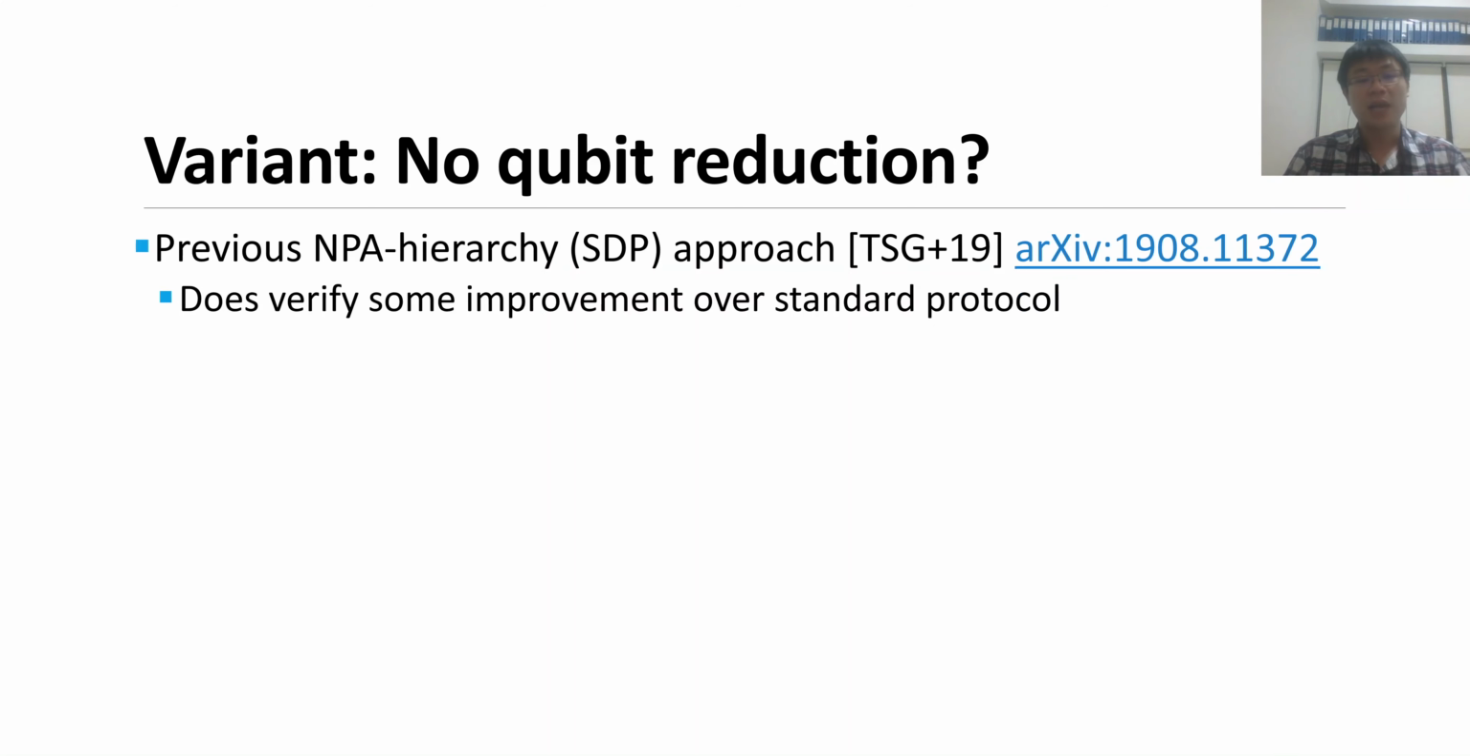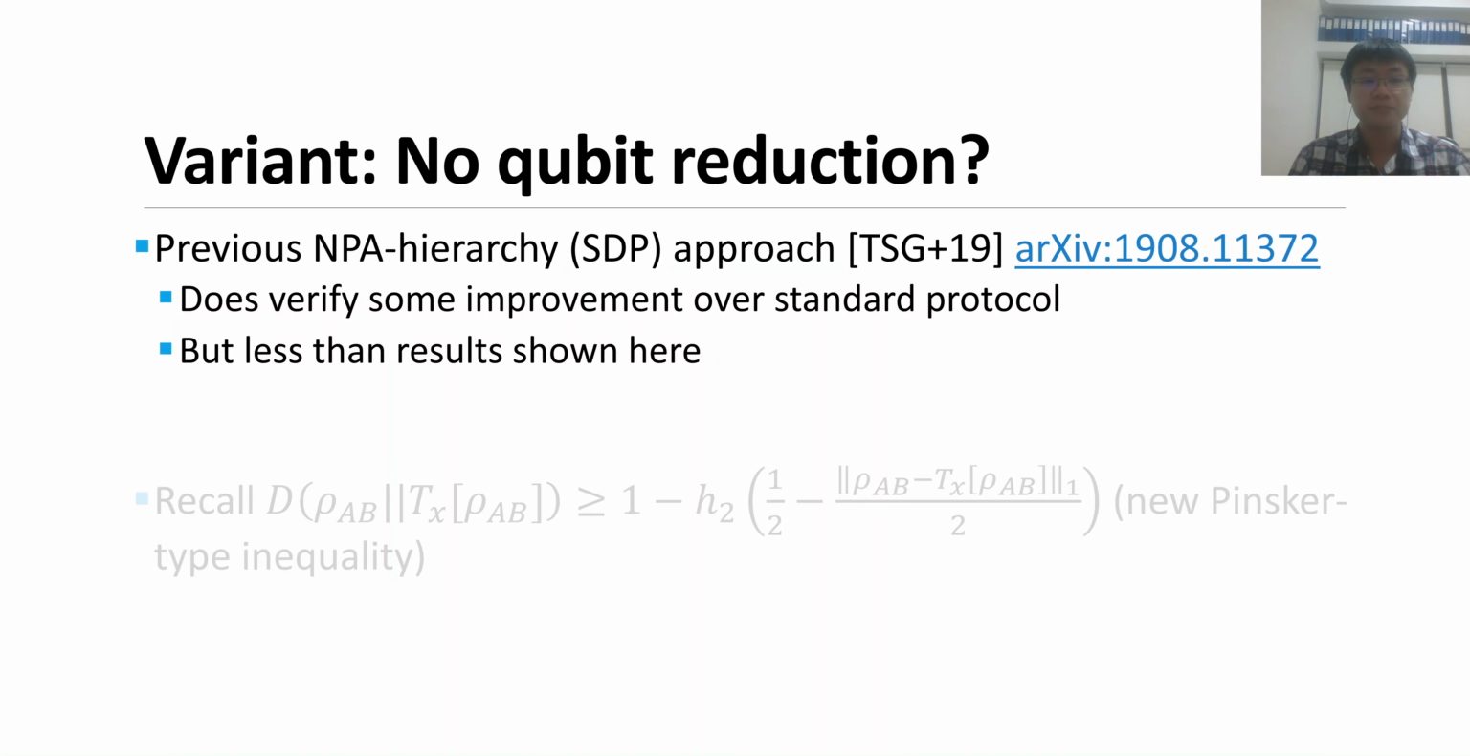We did try applying it in this situation, and we verified that it also certifies there is some improvement over the standard protocol using uniform basis choices, but the improvement that we can prove using this technique is less than the graphs that we have shown here.